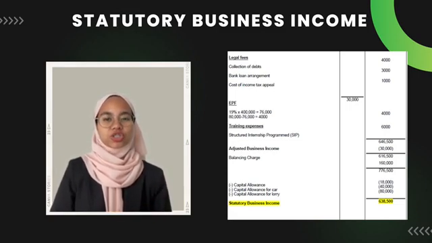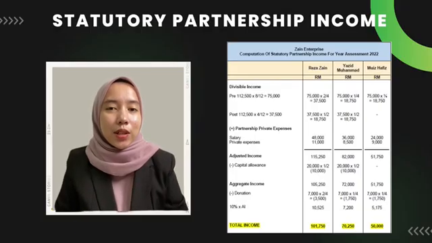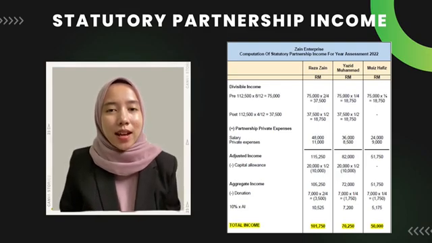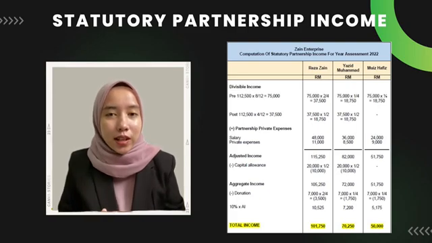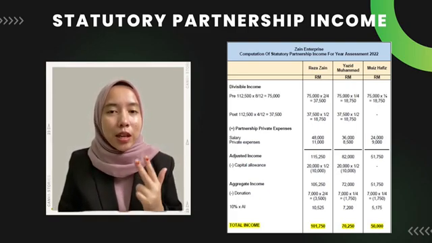Then we get the statutory business income, which is 6,038,500 ringgit. Since the question already provides us with divisible income, let's continue with the next step, which is the allocation of partners' income. In this question, we have three partners, which are Reza Zain, Yazid Muhammad and Muiz Hafiz.